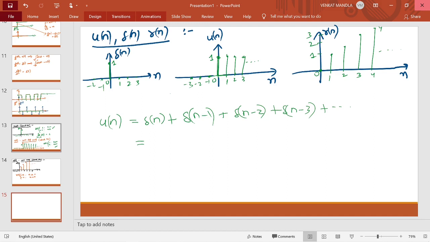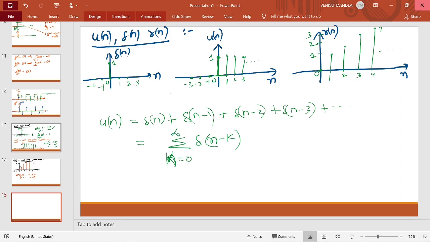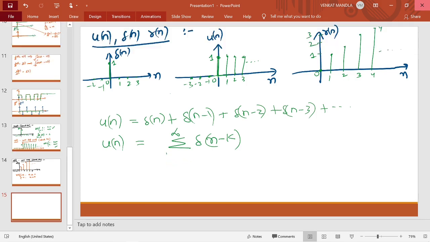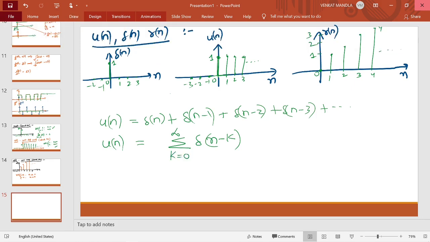So how to represent these things, del of n plus del of n minus 1, del of n minus 2, and so on? Sigma over k of del of n minus k, where k equal to 0 to infinity, gives U of n. This is k, k equal to 0 to infinity. This can be represented as U of n.